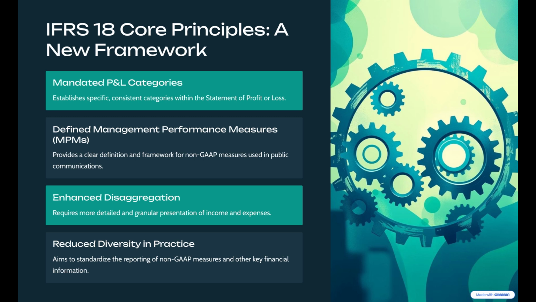4. Reduce diversity in practice. A key goal of IFRS 18 is to minimize the diversity in reporting practices that has made comparison across entities difficult. The combination of mandated P&L categories, uniform treatment of MPMs, specific disaggregation guidance, and standardized subtotals, e.g., operating profit, means that entities are now working from a consistent reporting framework, even while retaining flexibility to present entity-specific information where appropriate. This reduces ambiguity and strengthens the faithful representation of financial performance.